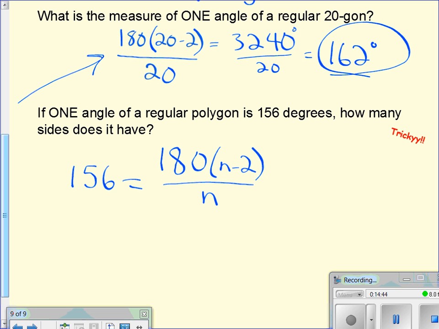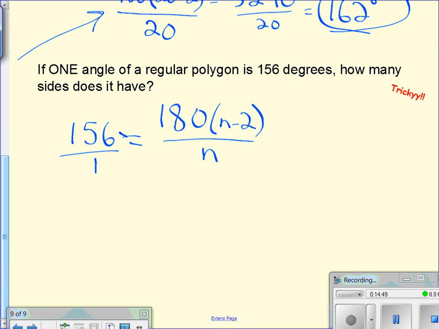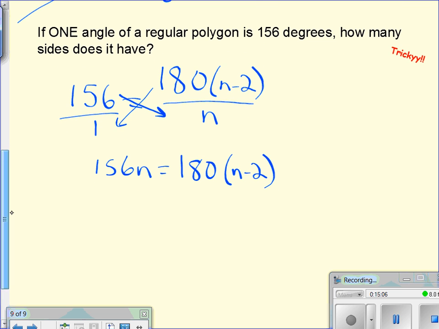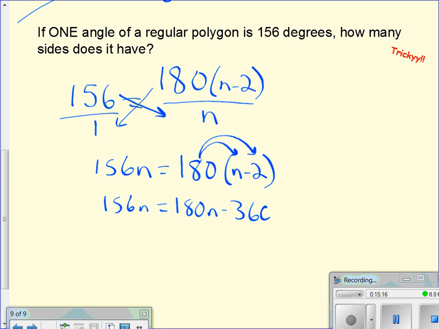We might recognize a little cross multiplication that we can do. So when you cross multiply 156 times n, I get 156n. Cross multiply down here, and I love multiplying by 1 because it doesn't do anything. 180 times n minus 2 remains kind of untouched there. All right, moving on. I now want to distribute. Boom and boom. 156n equals 180n minus 360. Is 180 times 2, right?